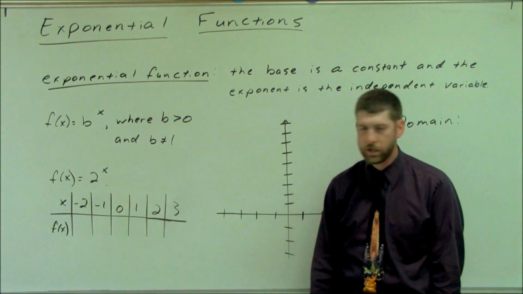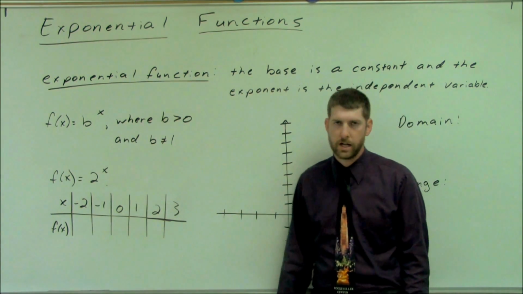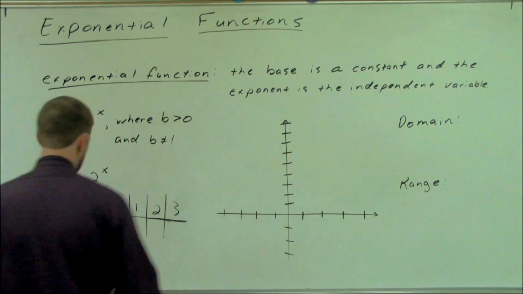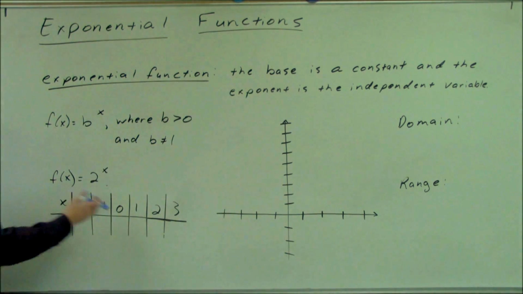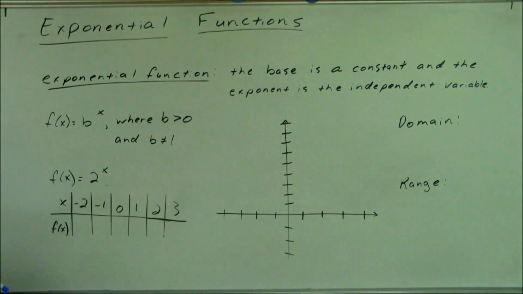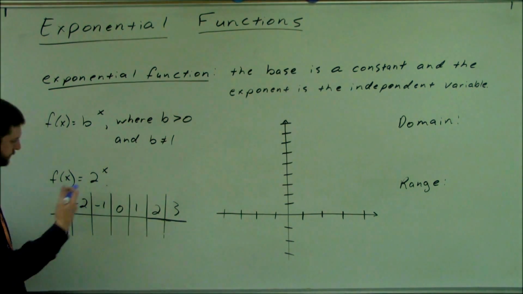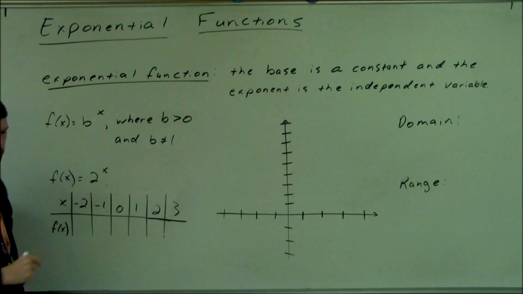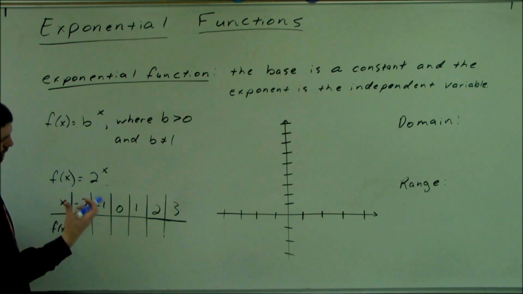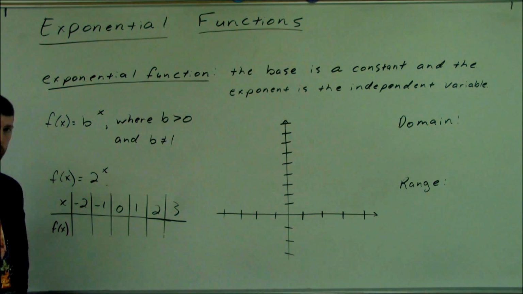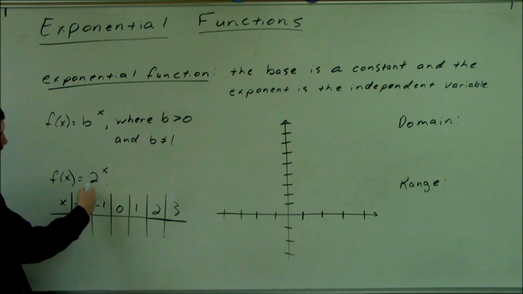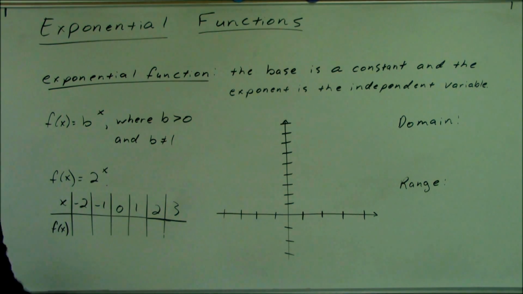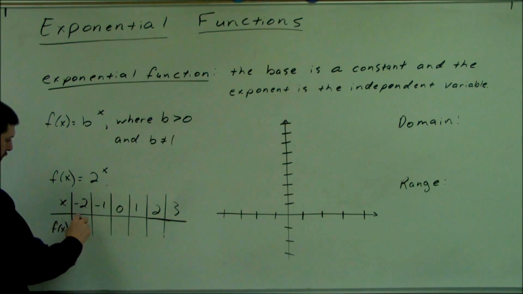So let's say we have this function here, f of x equals 2 to the x power. Well, let's fill out the table and see what kind of points we produce. So I've got all these different values for x, and let's just plug them in and see what we get. Well, if I take negative 2 and plug it in, 2 to the negative 2. Remember, negative exponent means multiplicative inverse. So it's not 2 to the negative 2, it's 1/2 to the positive 2. So 1/2 squared we know is 1/4.